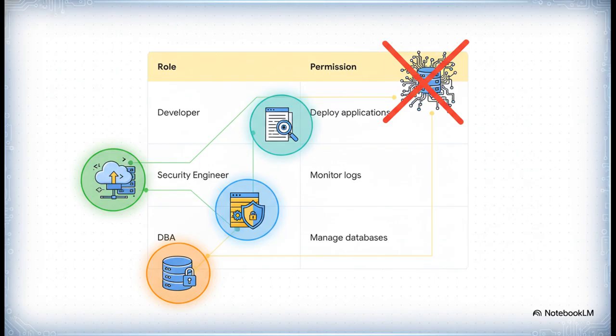And here's what this looks like in the real world. We are creating a strict role matrix. Developers, they can deploy applications, but they can't touch our financial databases. Security engineers, they can monitor our systems, but they can't change any code. By walling off each role, we create digital bulkheads that will contain a breach if one ever happens again.